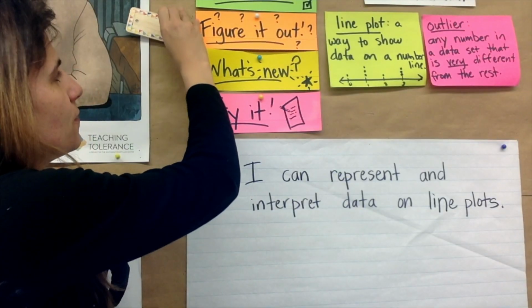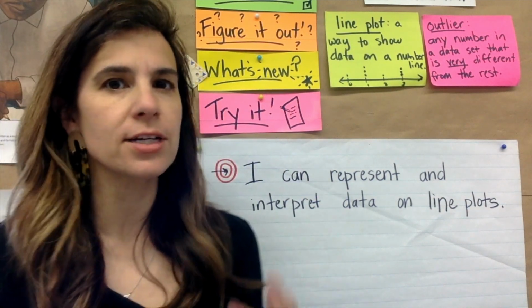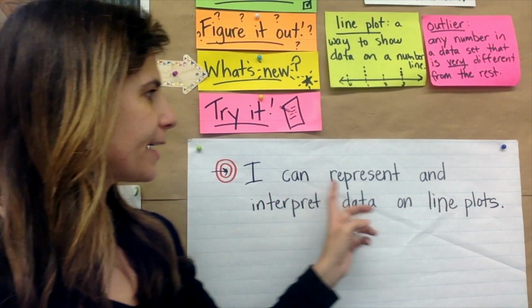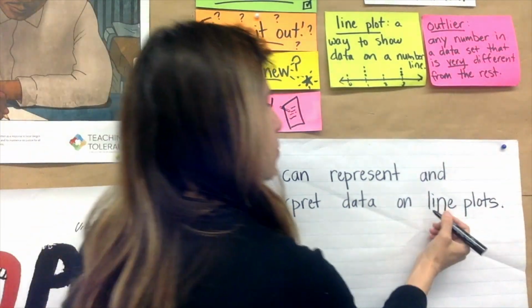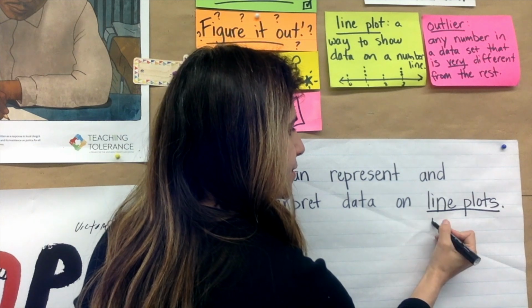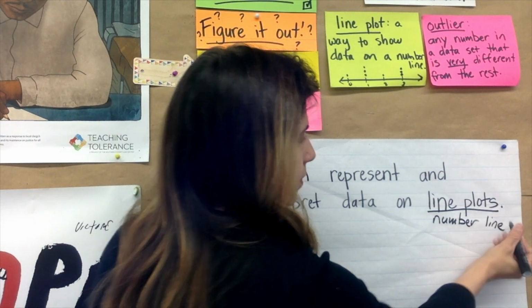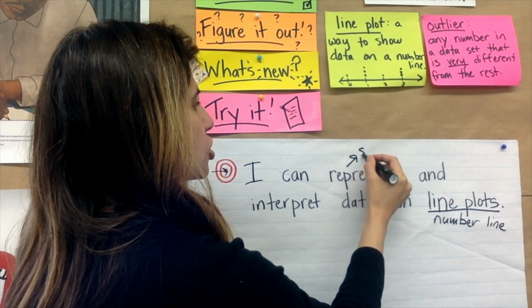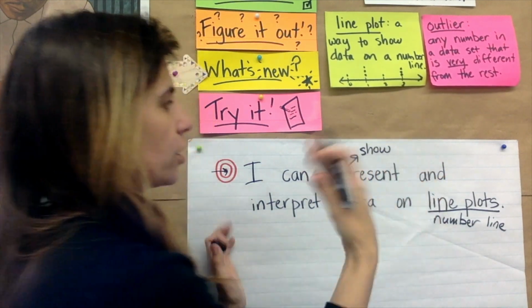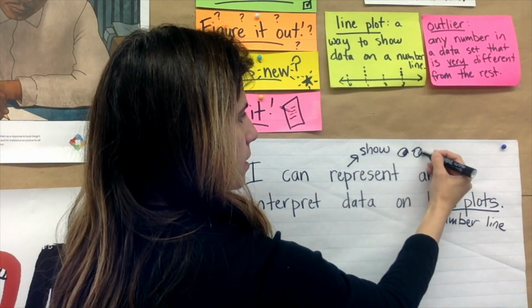All right, let's move this on down to what's new. Well, I already sort of introduced what's new, but let's look at that learning target. I can represent and interpret data on line plots. Okay, so we already learned that line plots use a number line to show our data set. And represent, so we're going to show it. We're going to show what it looks like. I'm going to draw an eye there because that helps me remember to show it.